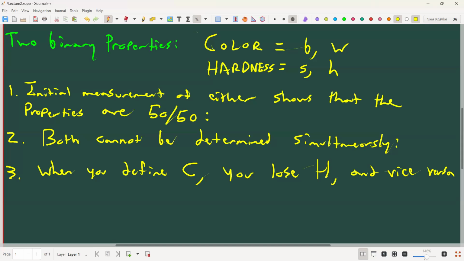So there is no such thing as a soft black electron. We cannot ever measure exactly a soft black electron because these two properties cannot be determined simultaneously. So we can say one or the other. We can say that our electrons are black and white and work with them that way, or we can say that they're soft and hard, work with them that way, but we can't do both at the same time. We can only pick one.